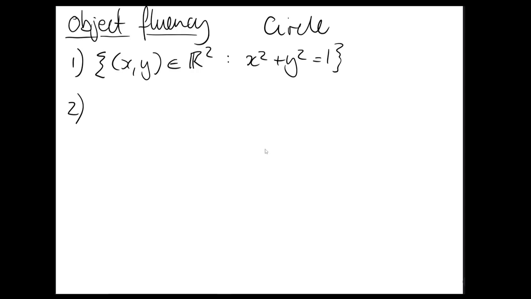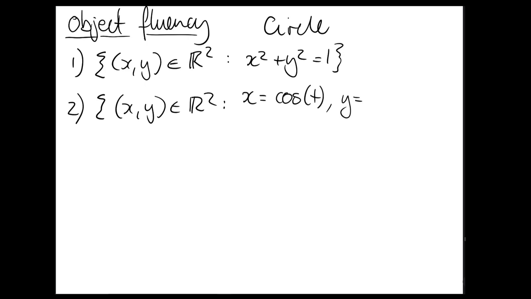Our second, similar idea, (x, y) in R2, except this time I'm parameterizing with time. So my x is going to be equal to cos of t, my y is going to be equal to sine of t, and I'm going to take the parameter t in the interval 0 to 2 pi, not including 2 pi. So it's open at that end.